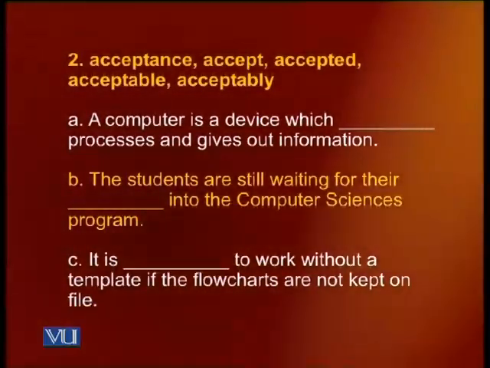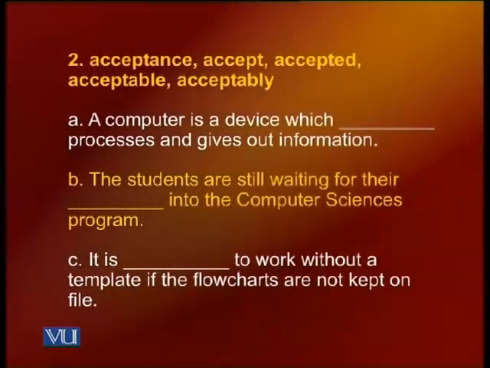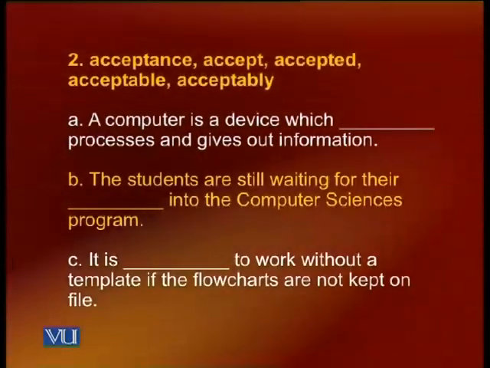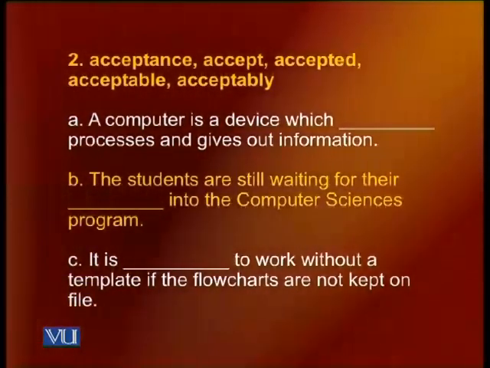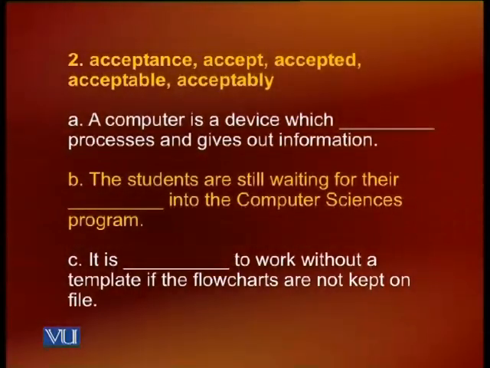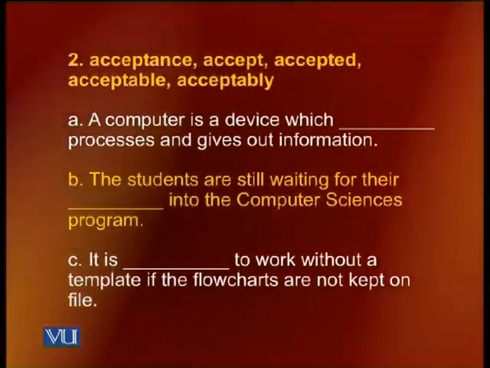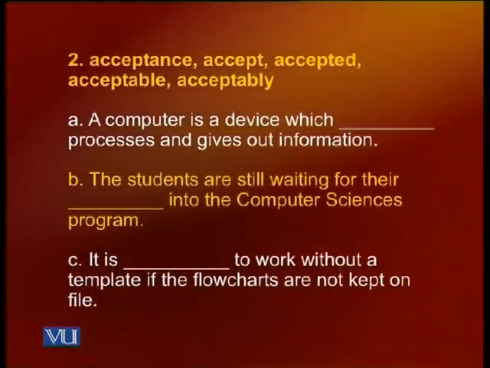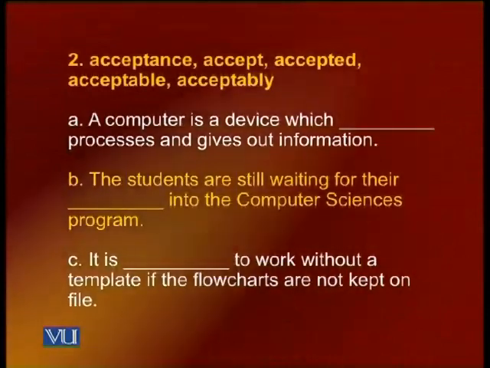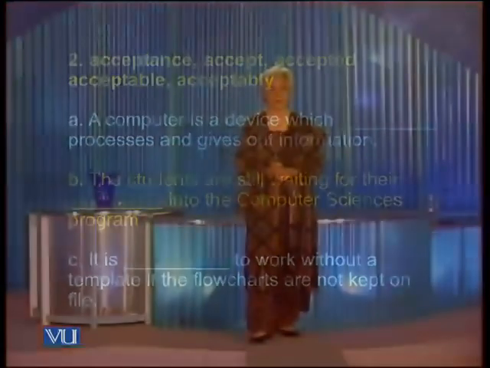Look at the sense of the sentence, and complete the sentence by using the appropriate word. A computer is a device which dash processes and gives out information. So which form of accept will you use over there? The correct one is, a computer is a device which accepts, processes, and gives out information. It accepts, takes in, processes it, and gives out information, the output.